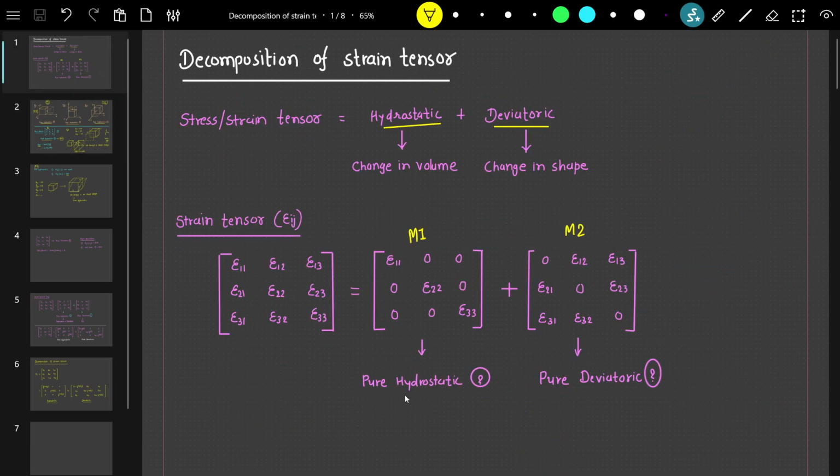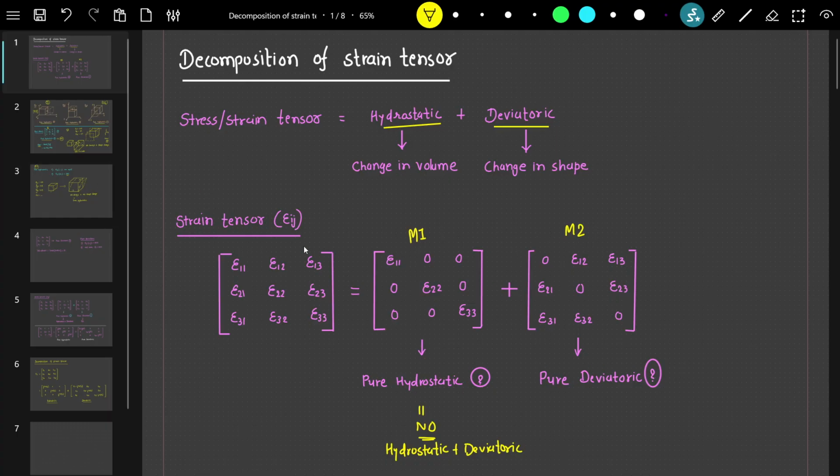So our answer for this: no, this is not pure hydrostatic. This is hydrostatic plus deviatoric, because we cannot say epsilon 1 1, 2 2 and 3 3 all three are equal.